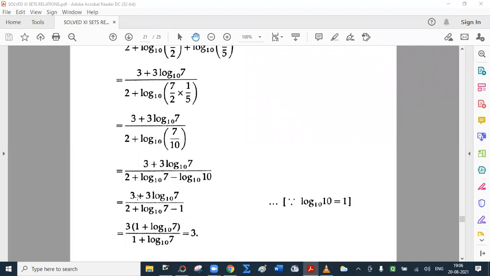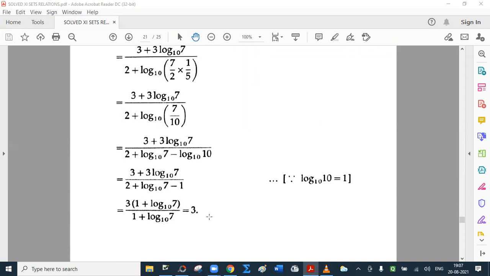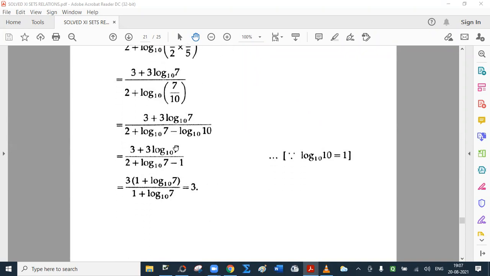Now, take 3 common from numerator. You get 1 plus log 7. What about denominator? Same, 1 plus log 7 gets cancelled. And what remains is 3. So 3 is the answer.